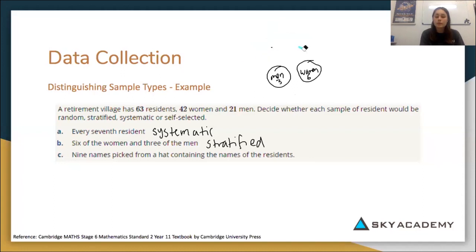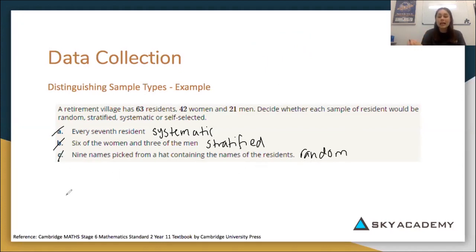And finally, we have C, 9 names picked from a hat containing the names of the residents. If you can imagine, we had all of the names inside a hat and we just picked some out at random, then it's going to be random sampling. There's no structure behind it. There's no thought process backing it up. You're just picking random names out of a hat. So that's some examples of labeling or classifying different sample types.